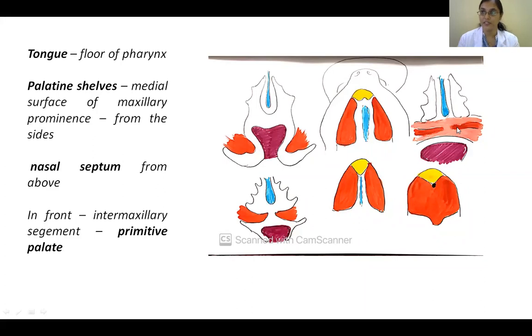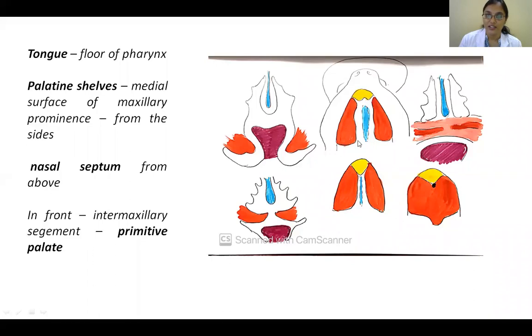Slowly, all the parts are meeting. And the nasal septum also has to meet. Otherwise, the two nasal cavities will be in communication with each other. So these are the nasal cavities, and this is the oral cavity, and you have the palate here.